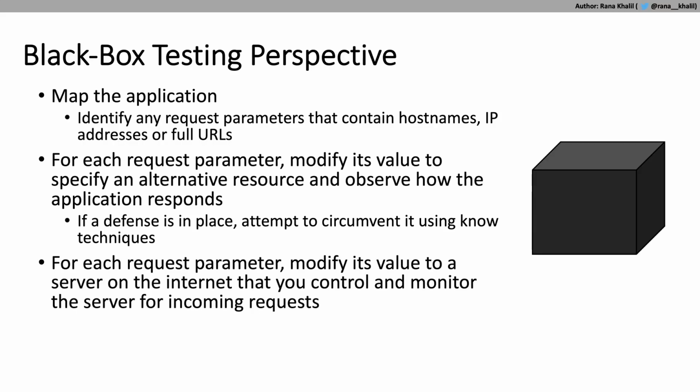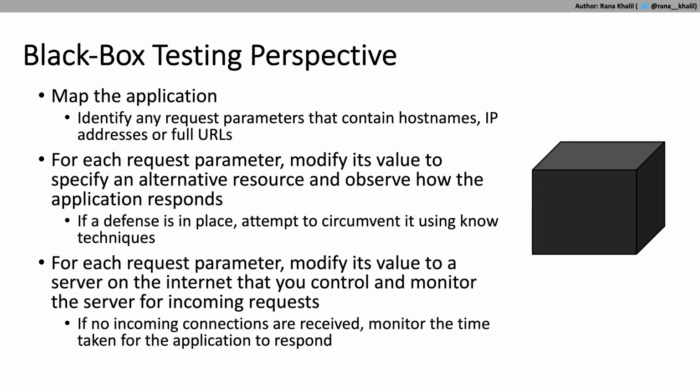Now you can't forget about blind or out-of-band SSRF. And so to test for that, for each request parameter, you need to modify its value to a server on the internet that you control. So think of Burp Collaborator, and monitor the server for incoming requests. If you get a request on your server, that means it's vulnerable to blind-based SSRF or out-of-band SSRF. If you don't get a request, that doesn't necessarily mean that it's not vulnerable.